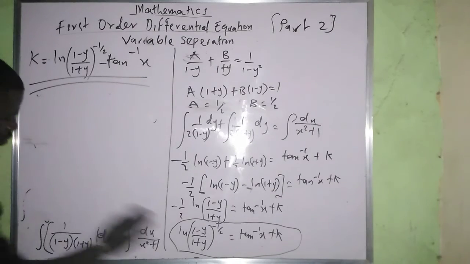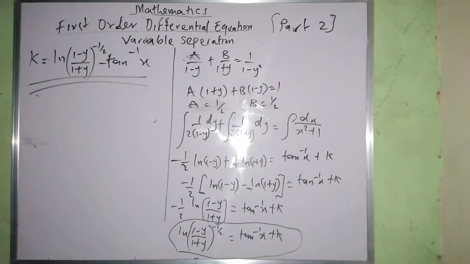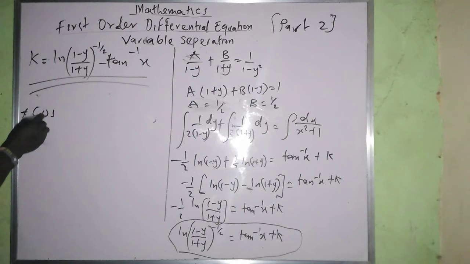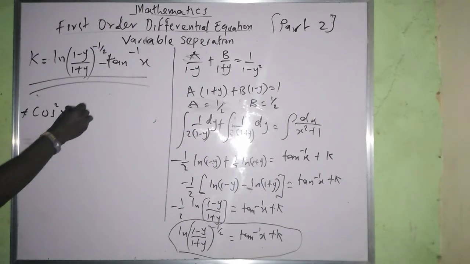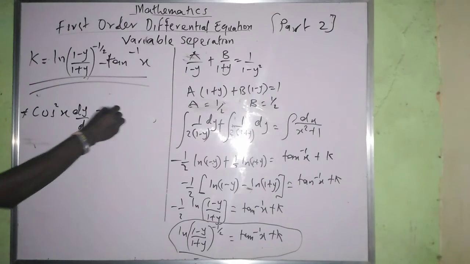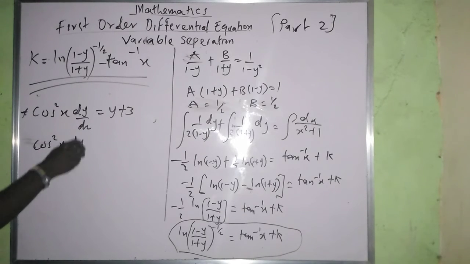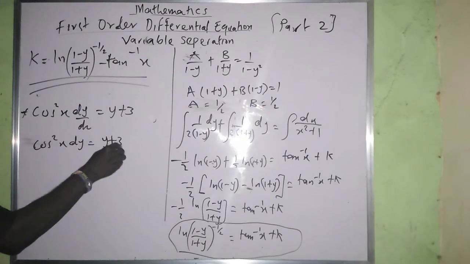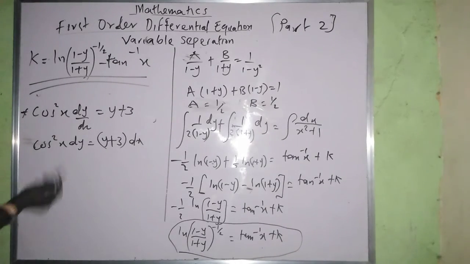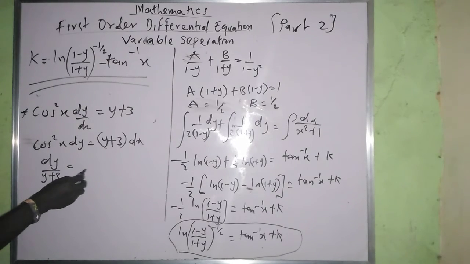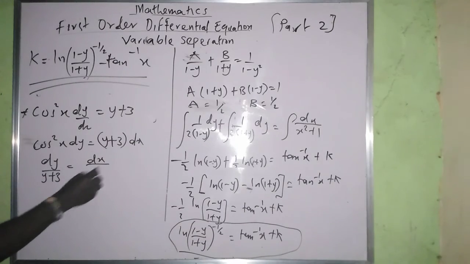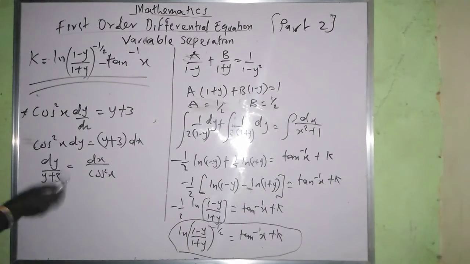But before we go, let me put more light on the one of tan. If I have another question like this, cos squared x dy over dx equals y plus 3, you can also do something like this. It's possible. I'll be having cos squared x dy equals y plus 3 bracket of dx. Then dy over y plus 3 equals dx over cos squared.